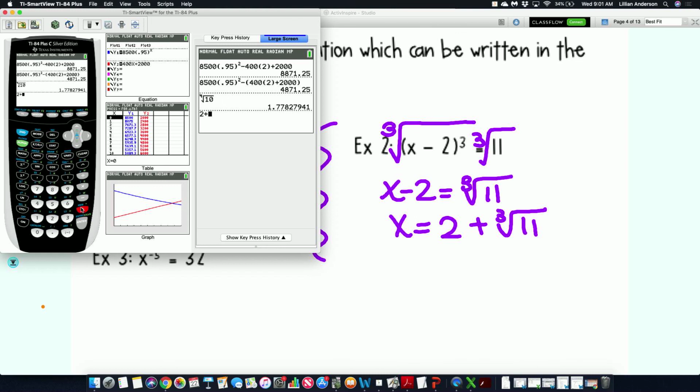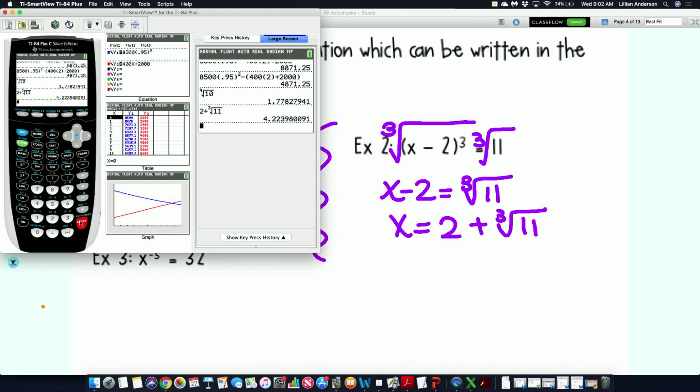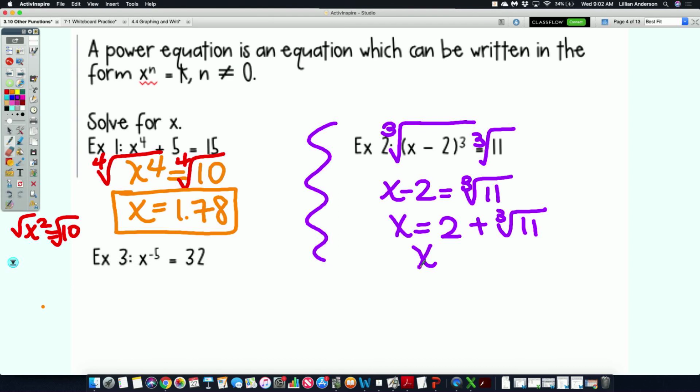And then, of course, I can get the decimal approximation by going into my calculator. 2 plus, how do I get to the cube root again? I go to math. Now, in math, they actually do have a cube root option. It's option 4. Okay, but you can still use option 5 as well to get a cube root. 3 significant figures? 4.22.